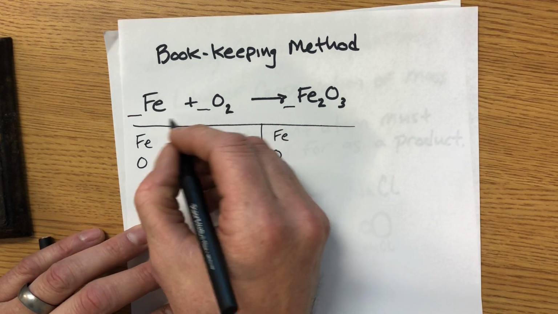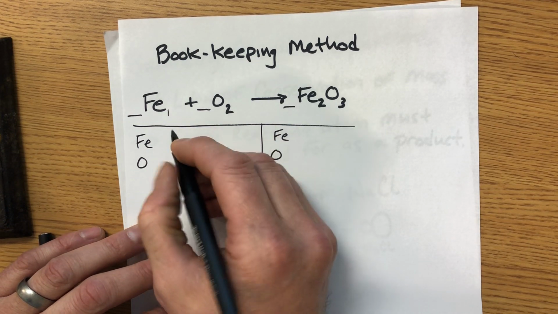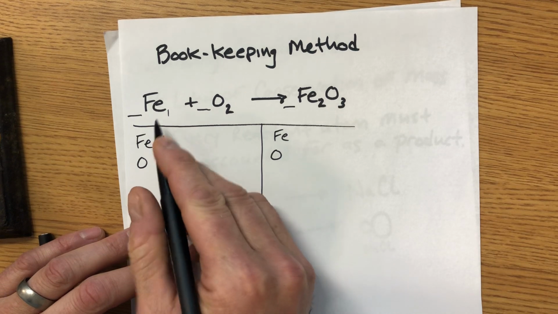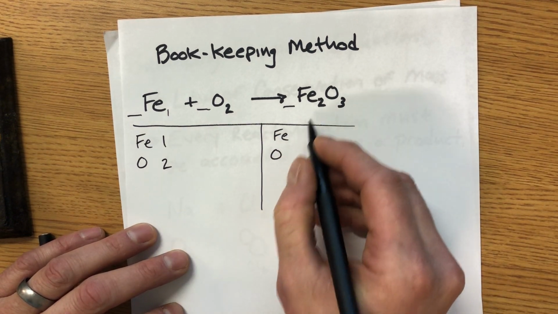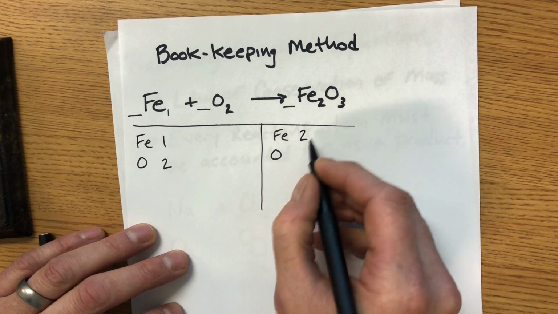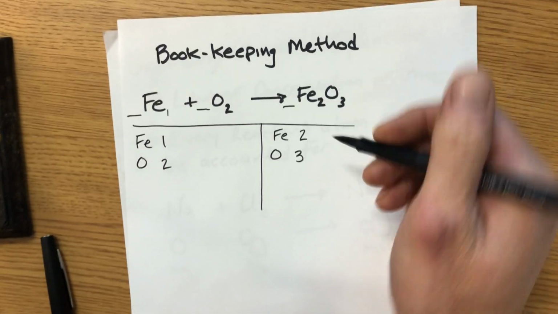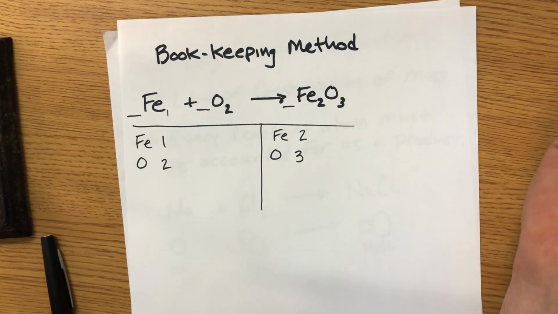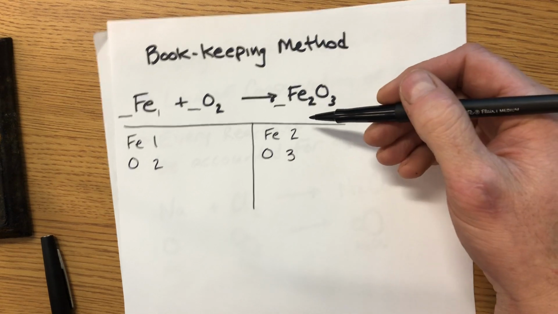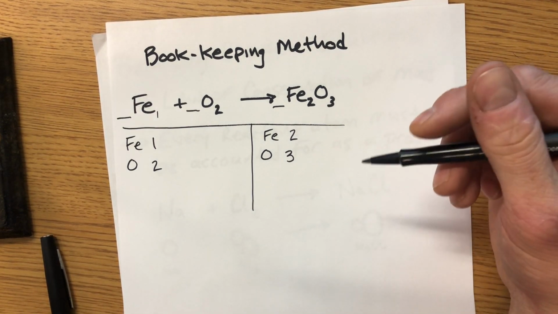So this is where you would look at any subscripts. Remember, there's a little imaginary 1 right there, which means there's 1 iron atom. Here, it's a 2 for the oxygen. Over here, for the iron, we have 2 of them, and for the oxygen, we have 3. So this is a big problem because a product just can't have more atoms than we started with. This reaction is all kinds of unbalanced, so we have to put in some work to fix this.